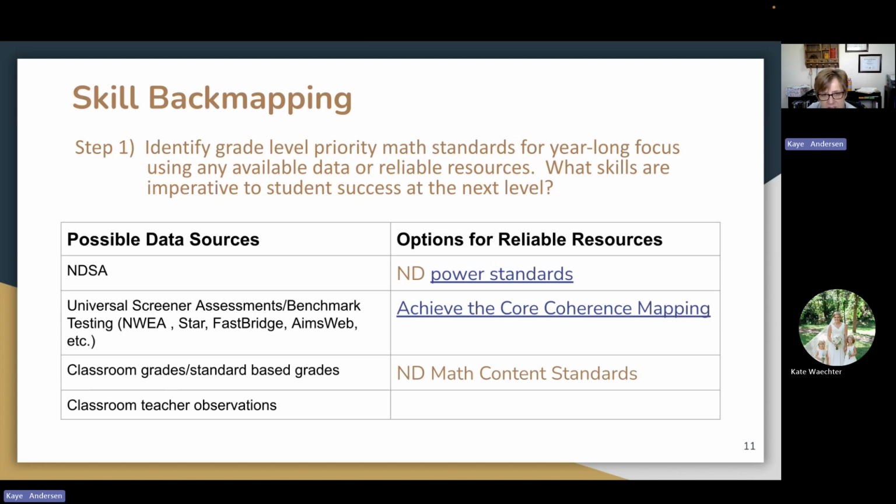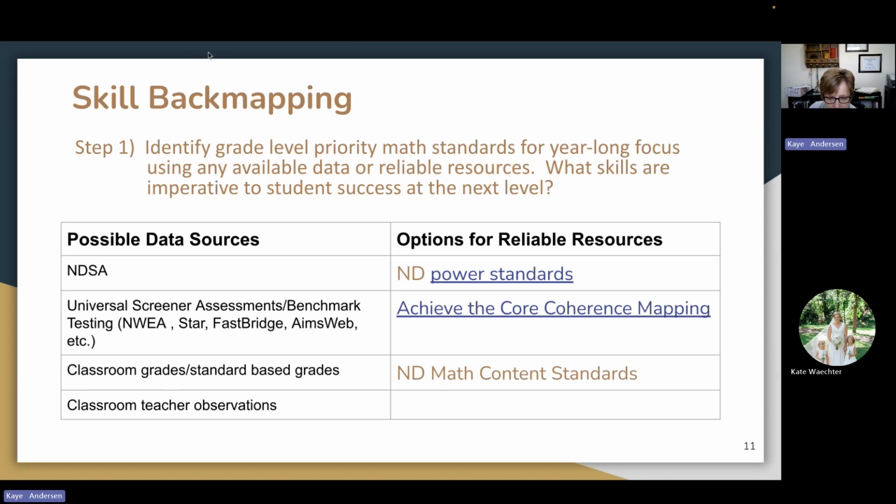So what we're going to do first is take a look at the possible data resources and what I can use as reliable resources to identify these skills for my classroom. I want to think about the skills the students most need in order to be successful as they go on to the next level, the next grade level mastery standards. If I'm not sure, I can always ask the teacher of the grade level above me, because they will definitely tell me what students are coming in not remembering that's really hindering them from being able to do the standards at grade level.